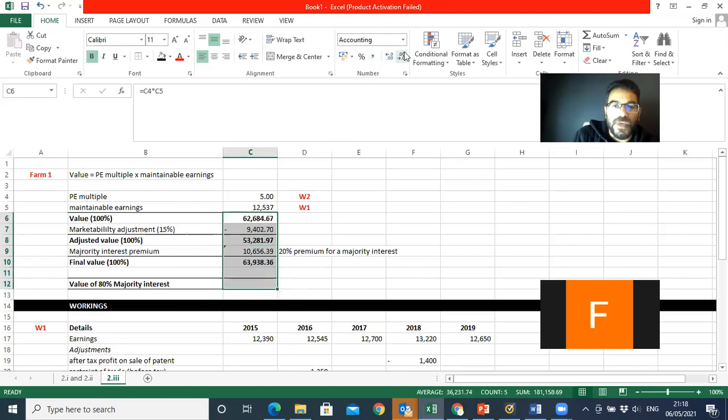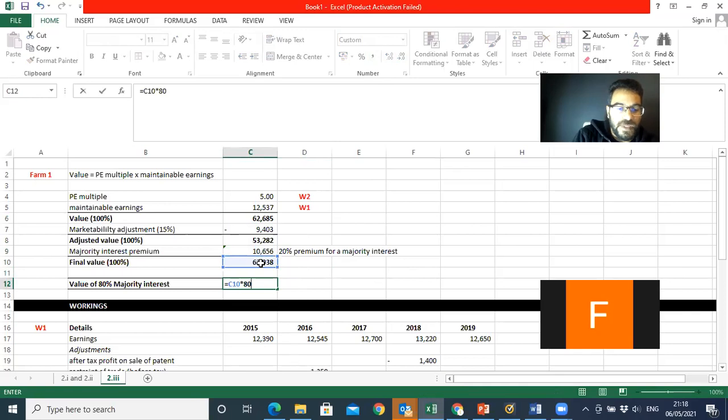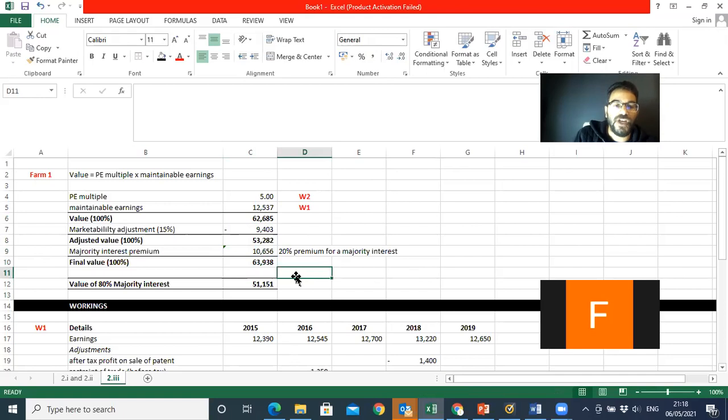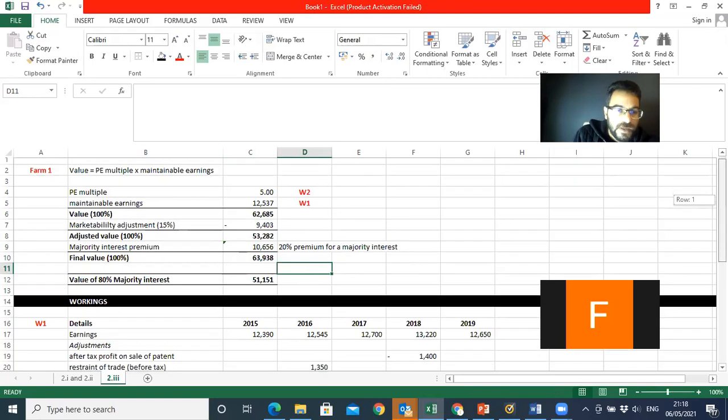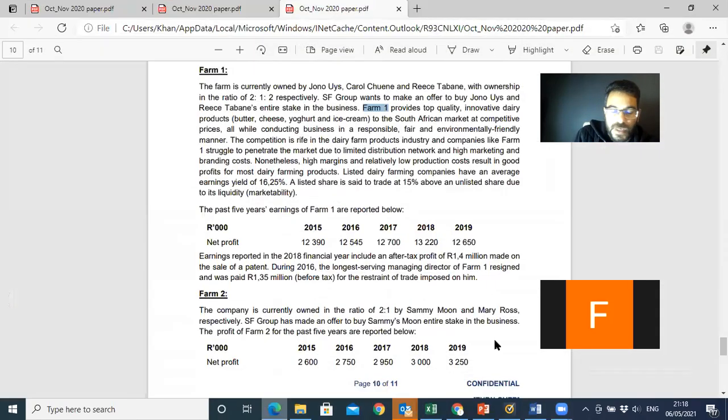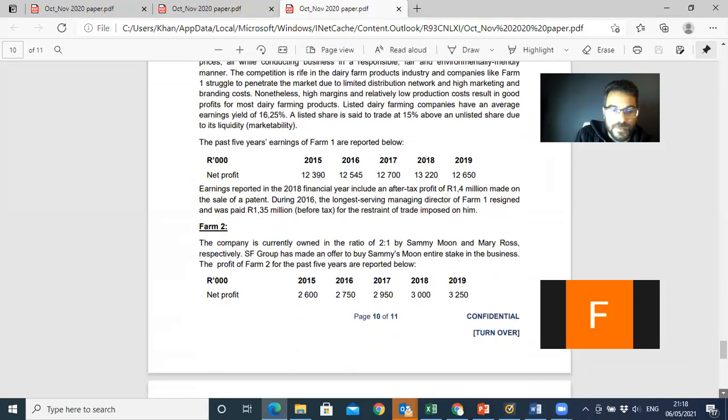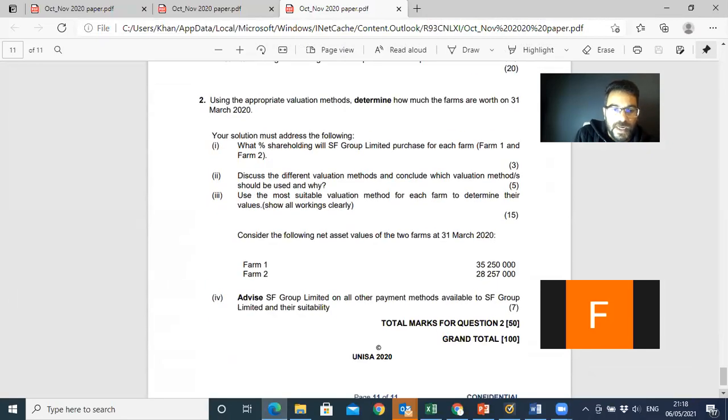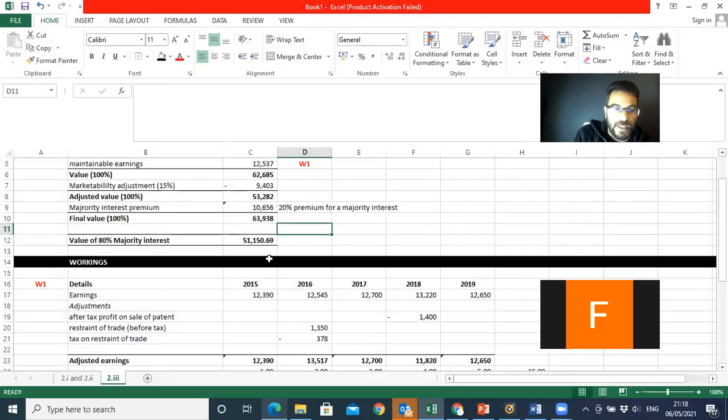But remember, we don't want 100%. We're only acquiring 80%. So therefore, I'm going to say final value times 80%. So that is the value you will attach to the 80% interest for Form 1. Okay, so you can just conclude. So if you read the required, what is the required saying? Use the most suitable valuation method to determine the values. Okay, so there we determined the value. So we can stop right there. So there we determine the value, done.